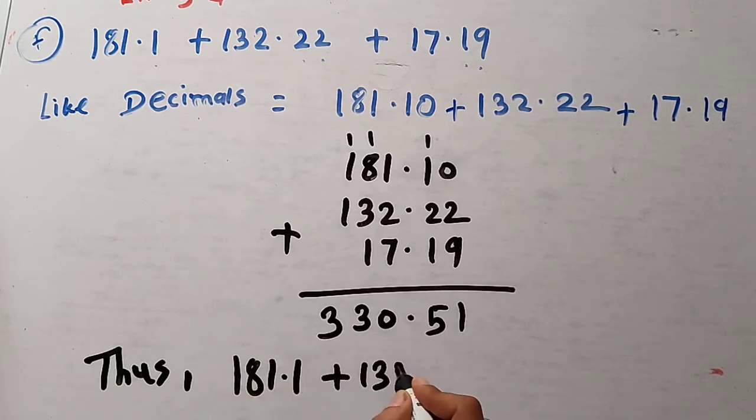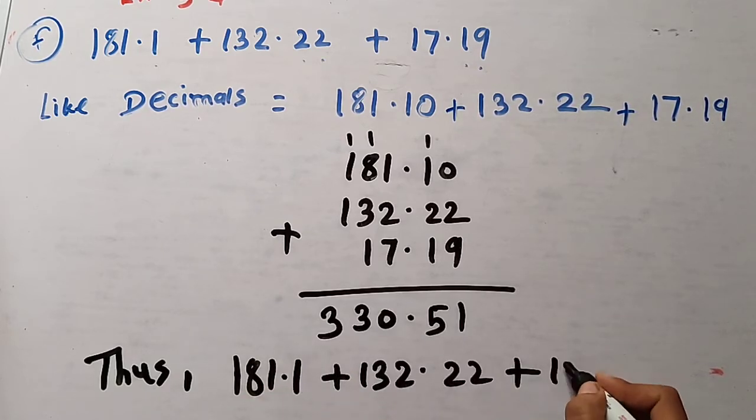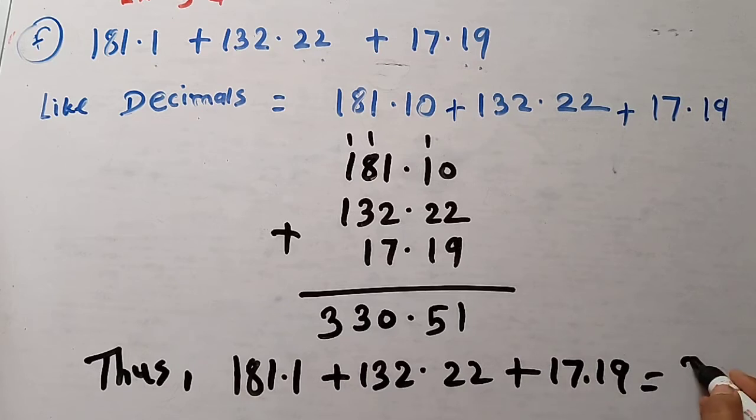Thus 181.1 plus 132.22 plus 17.90, we get the answer 330.51. Okay, in this way you have to add the numbers. Now you have to do the subtraction.